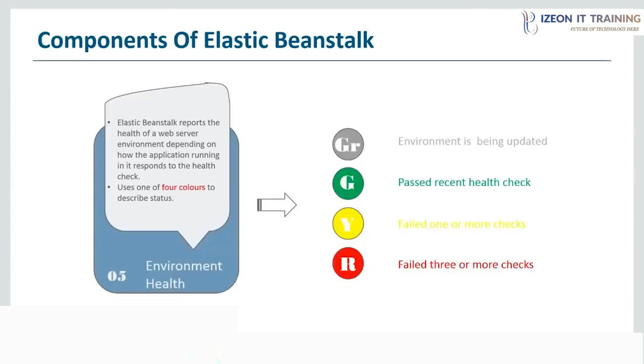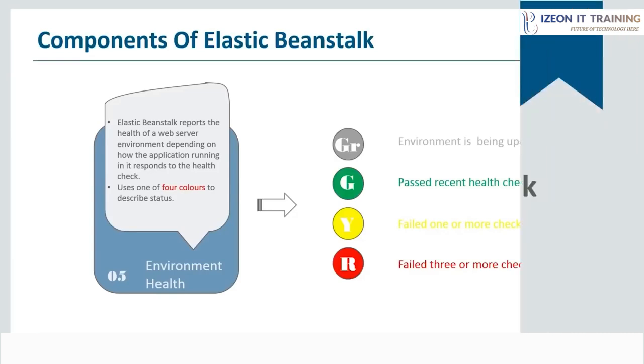And lastly, we have something called environment health. Based on how your application is running, Beanstalk reports the health of your web server environment, and it uses different colors to do so. First, gray indicates that your environment is currently being updated. Let's say you have installed one version and now you're trying to upload a different version, but it's taking a lot of time. So at that time it shows gray color. It means your environment is still under the updating process. Then you have green, which means that your environment has passed the recent health check. Then you have yellow, which means that your environment has failed one or more checks, and red failed three or more checks.